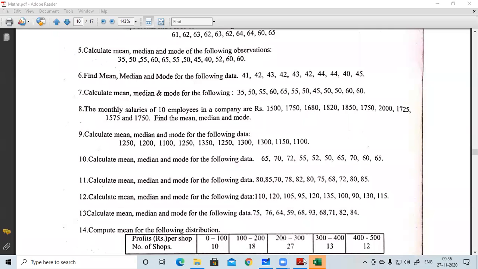Okay, children. Can you all see the sums now? Yes, sir. Okay. So we'll just do a quick recap of what we did last time, and then we'll move ahead with today's sum.